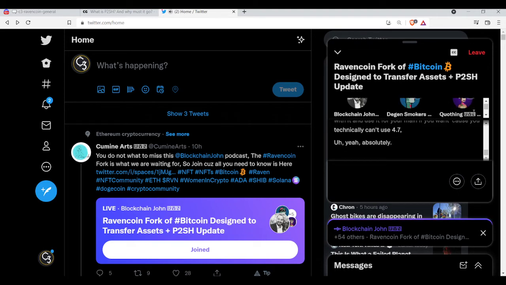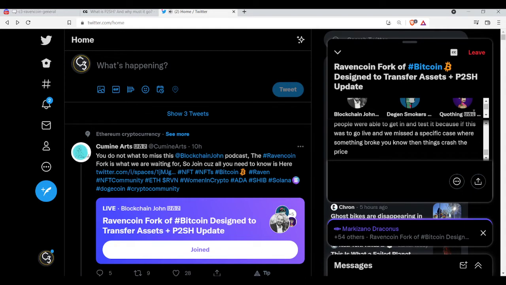It definitely would help if people were able to get in and test it. Because if this was to go live, and we missed a specific case where something broke, then things crash. The price crashes. There's bad news. People spread FUD. Oh my God, Ravencoin is broken. So it really is in our best interest as a community to make sure that this is battle ready. Because without that, say it fails, just the slightest little sneeze of bad news sends the price of any crypto down.